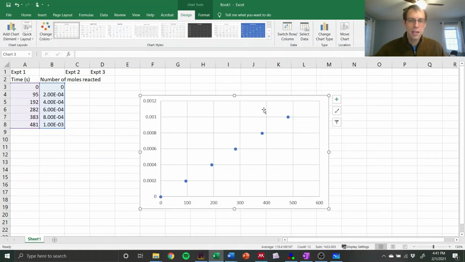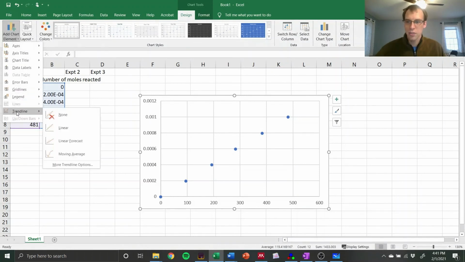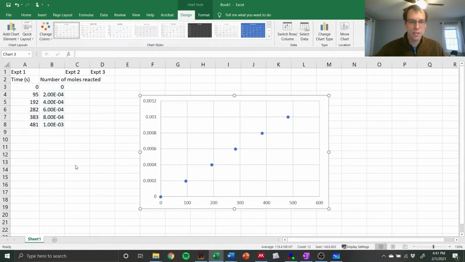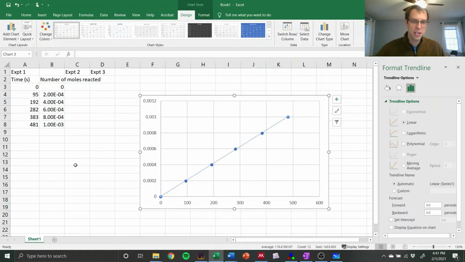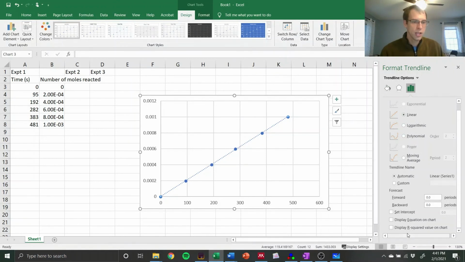Now, the thing we need is we need to know what's the slope of the best line that goes through this. And the way we're going to do this is we're going to go up here to Add Chart Element, click on this, hit Trend Line, and go to More Trend Line Options, because we need to change some of the default settings here. Okay, so we want to make sure you're in this thing that looks like a bar chart. We want a linear trend line, and scroll down. We want to display the equation on the chart and display the r² value on the chart.